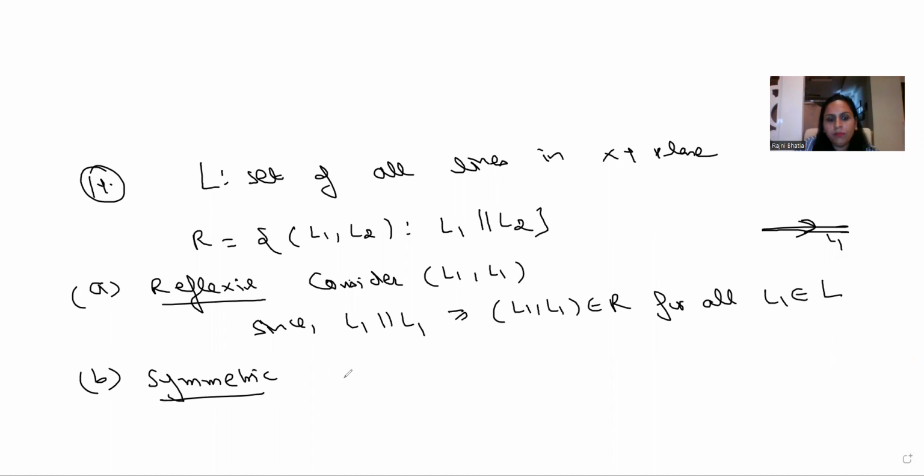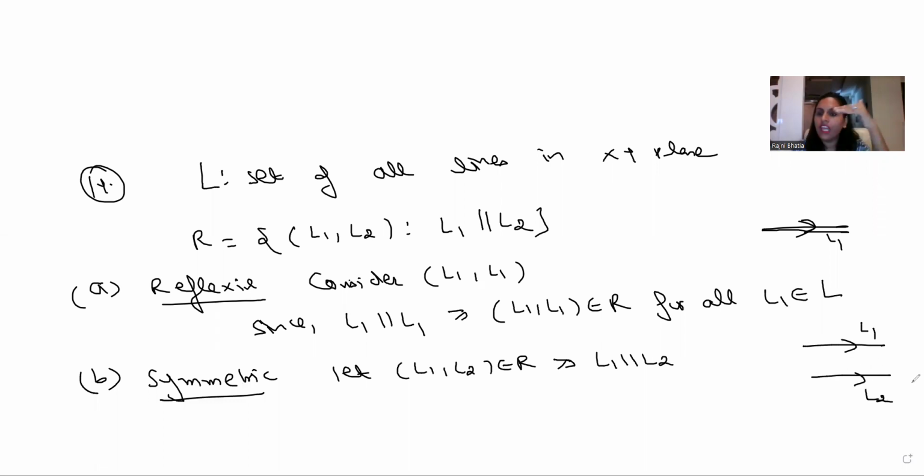Now we'll move to the symmetric part. For symmetric, we will write, let L1, L2 belong to R. This implies L1 is parallel to L2. Now just visualize this situation. This is L1, this is L2. If L1 is parallel to L2, that simply means L2 is also parallel to L1. So we will write, this implies L2 is parallel to L1, and therefore we can conclude that L2, L1 belongs to R, and hence our given relation is symmetric also.